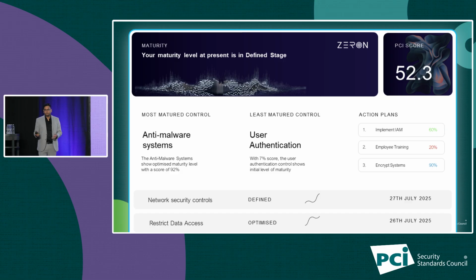This is something that I've tried to portray so that you can get your PCI score, your maturity level, your most matured control, least matured control, network security controls, restricted data, or any other control that might be there, and at what level each of the controls is, and how they have been moving over months. Now, you can create your own view. This was just a mock-up that I wanted to present so that you get an understanding of the different aspects that you can put in while portraying or having a view for your PCI maturity.